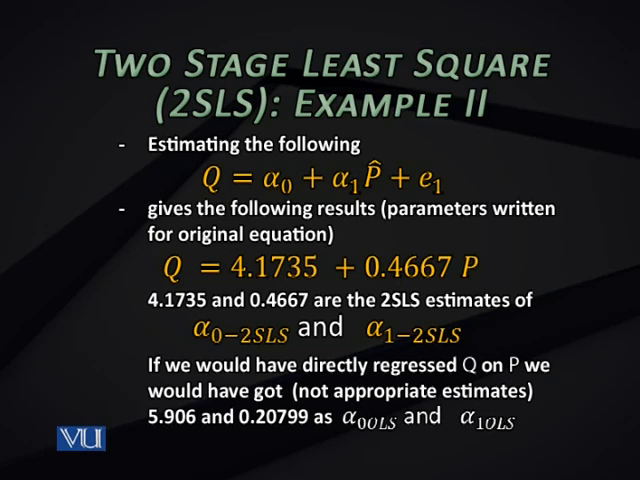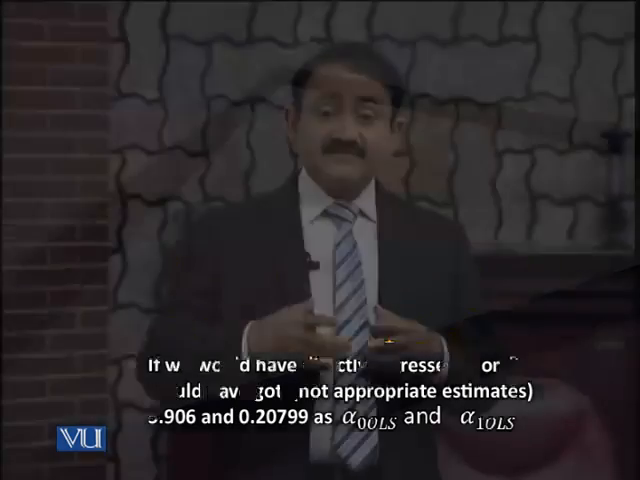So why don't we use the values of OLS? We don't use the OLS estimators because they are not consistent. They are not reliable because you have an endogenous variable on the right hand side. To avoid that, we applied a two-stage least square procedure and we got reliable and consistent estimators alpha naught and alpha 1 by 2SLS.